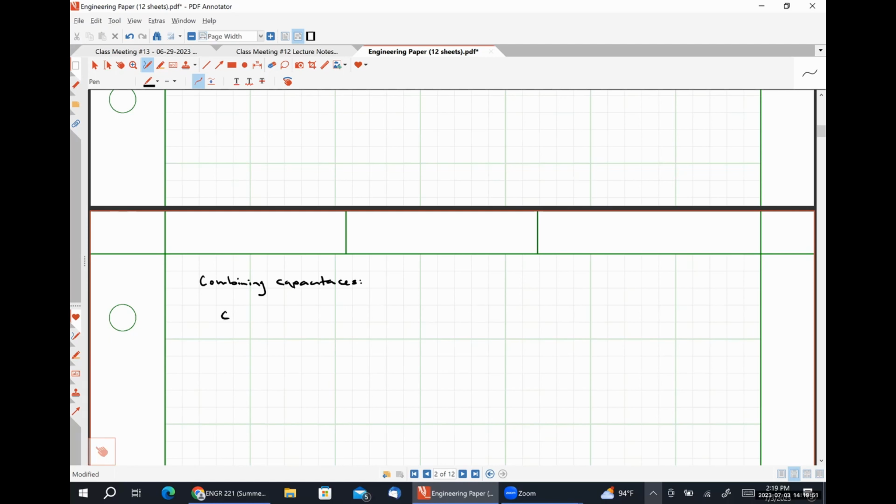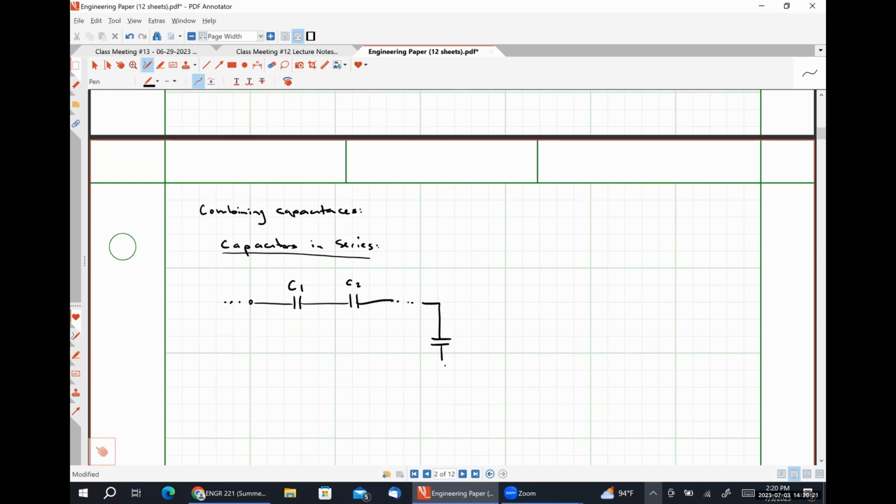So let's start with capacitors in series. If I have a part of a circuit that contains multiple capacitors connected in series, like so, there will be a total voltage drop across all of the capacitances, V of t, and because all of the elements are connected in series, they will all share the same current, I of t.